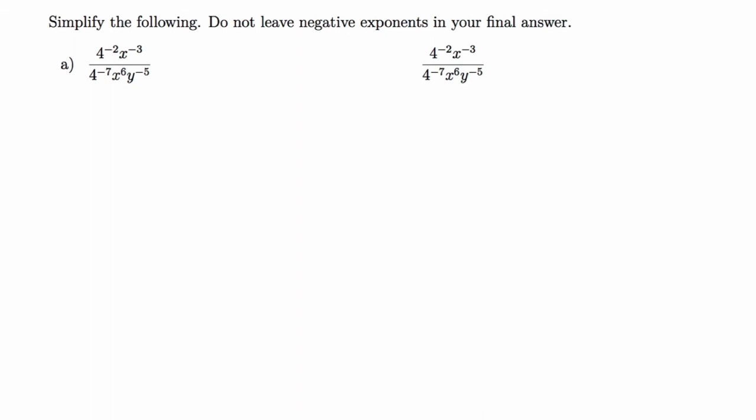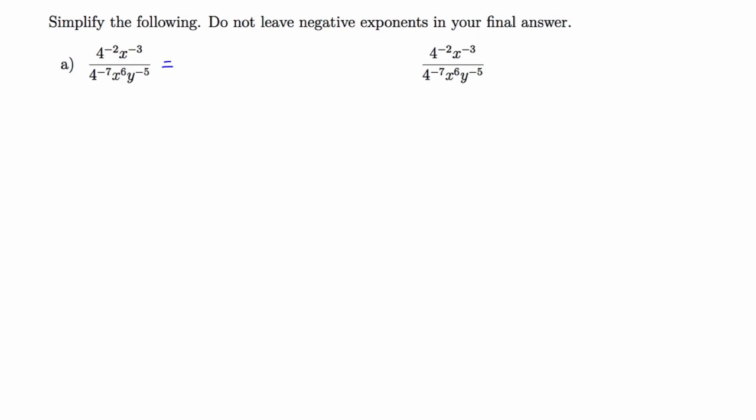In example A, we have 4 to the negative 2, x to the negative 3, all divided by 4 to the negative 7, x to the 6, y to the negative 5th. In the video here, I'm going to approach this using two different methods. While there are many different methods you could possibly use, there are two that are going to be the most common that people would choose to use.